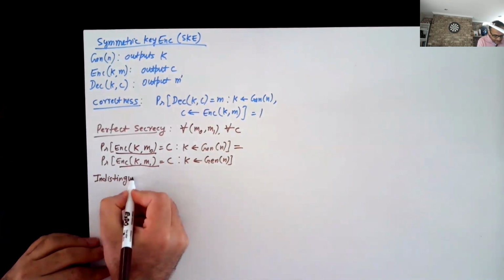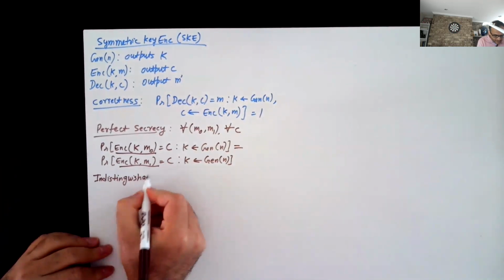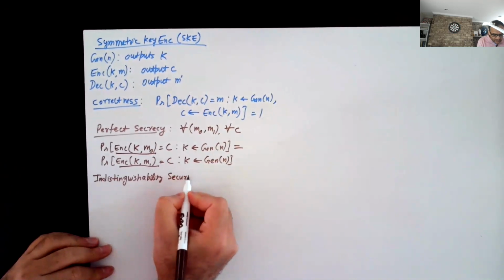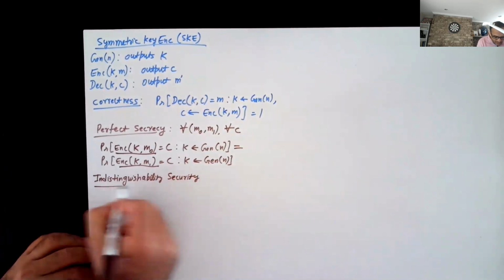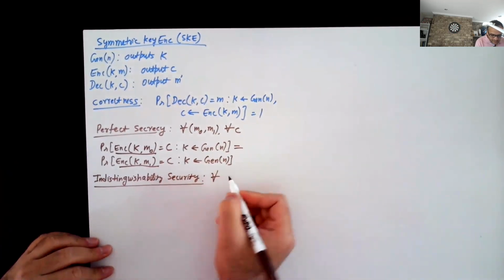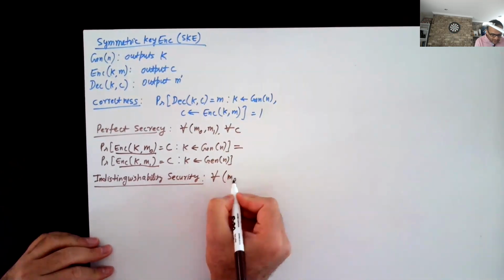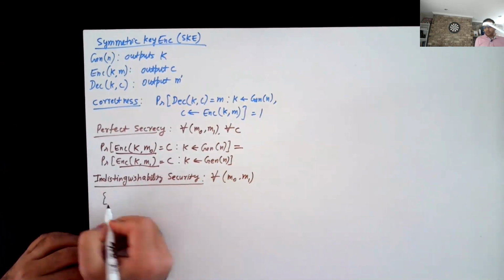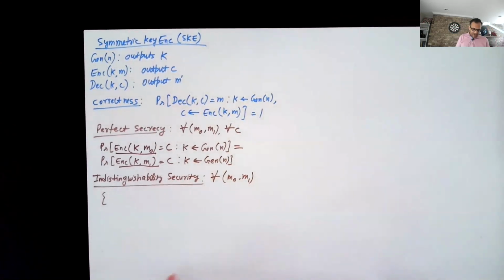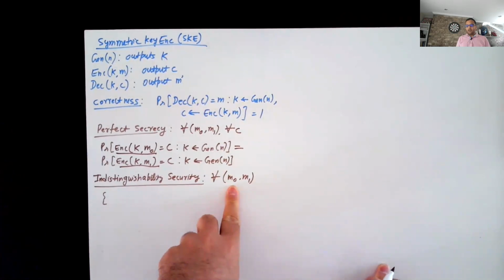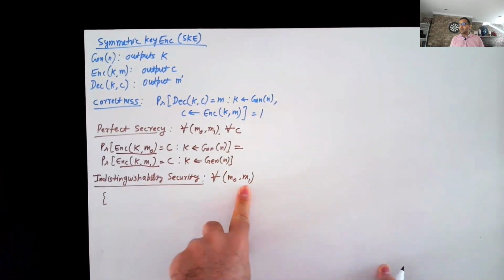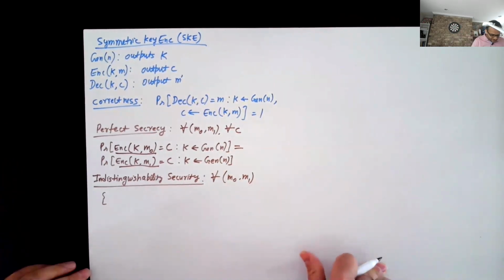So indistinguishability based security, or let's just call it indistinguishability security. What we need is that for every pair of messages M0 and M1, the distribution of ciphertexts starting with M0 should look computationally indistinguishable from the distribution when we start with M1, right?